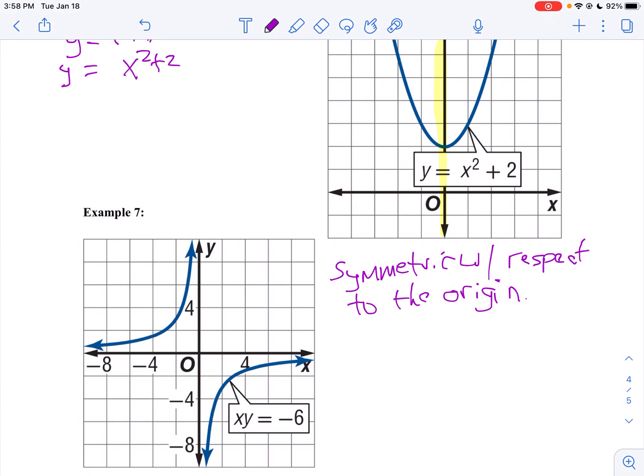Now let's check. That means I'm going to replace x with negative x and y with negative y. So I have negative x, or the opposite of x, times the opposite of y, equals negative 6. If I take negative x times negative y, negative times the negative is a positive, so I get xy equals negative 6. Notice these two equations are the same, aren't they? So it is symmetric with respect to the origin.